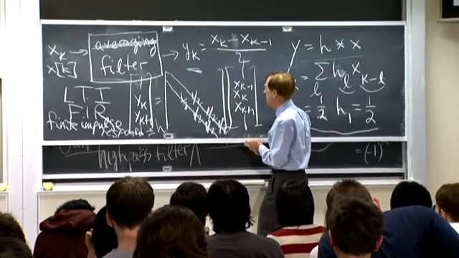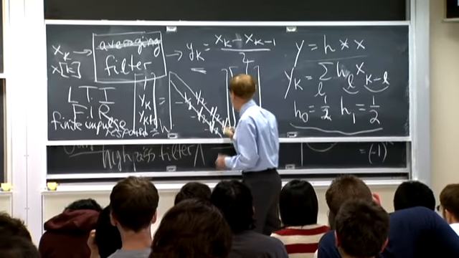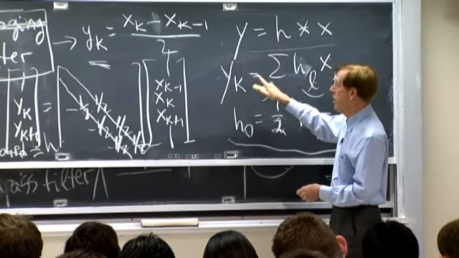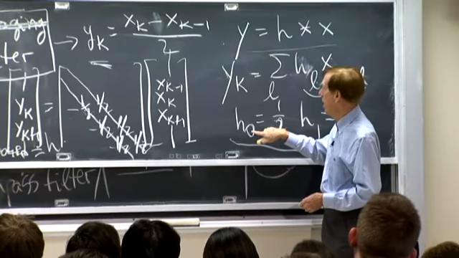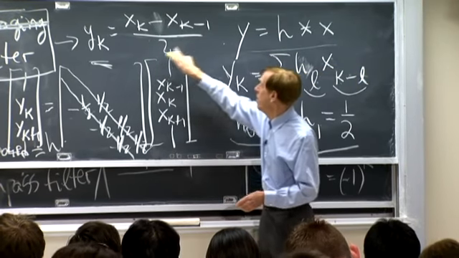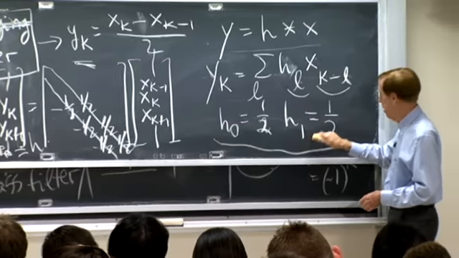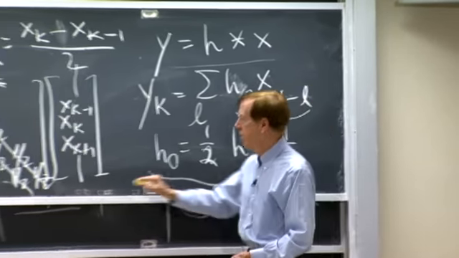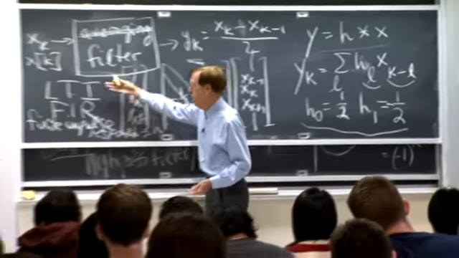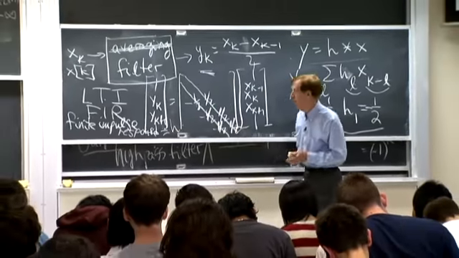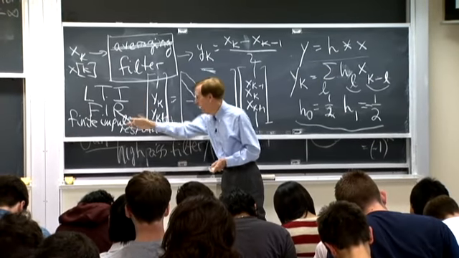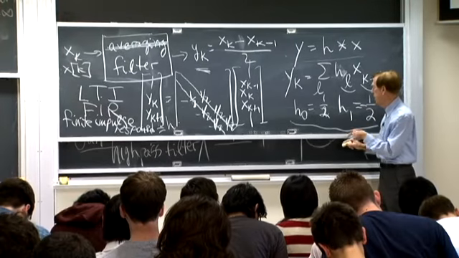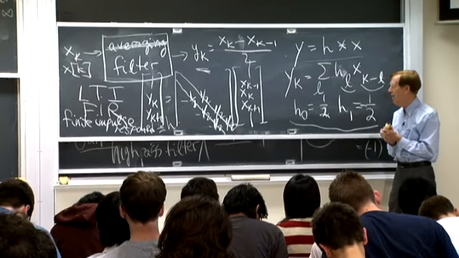Take the difference. Put minus a half on the subdiagonal. This is the same. This is also a convolution. But now H0 is still a half, but now H1 is minus a half. We're still convolving. It's still linear time invariant. That just means it's a convolution. It's still a finite impulse response. But the impulse response is now a half, minus a half.